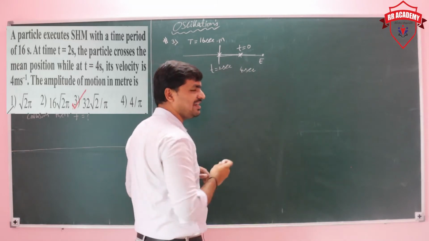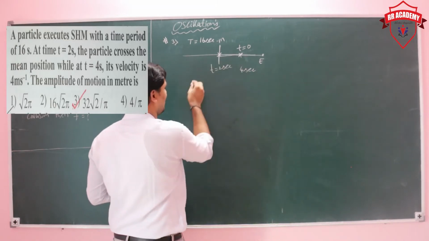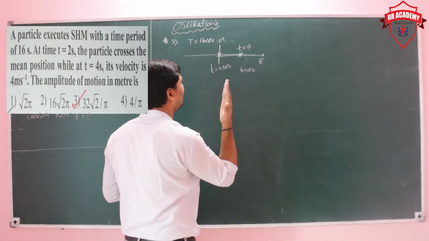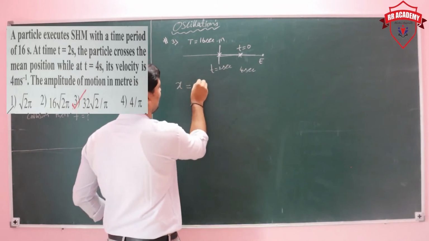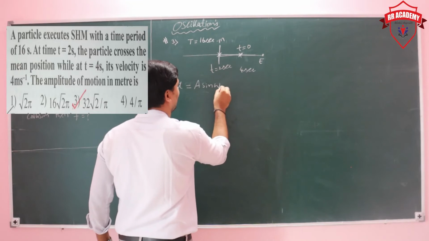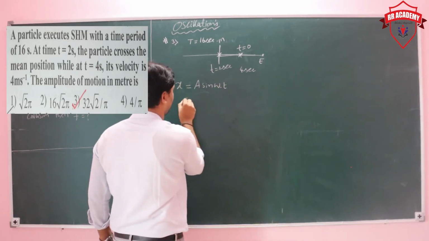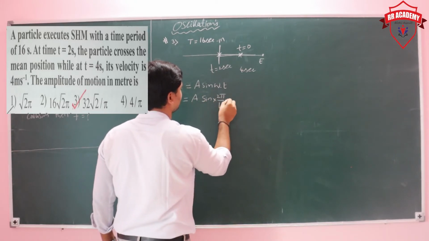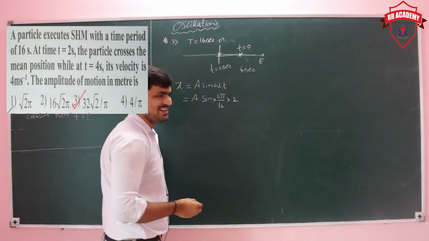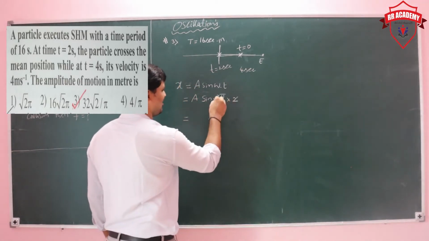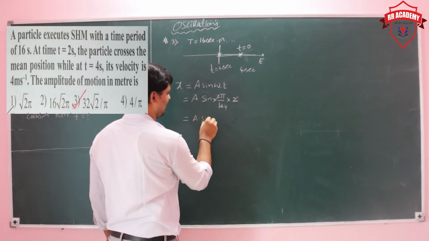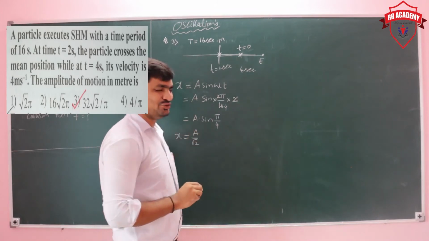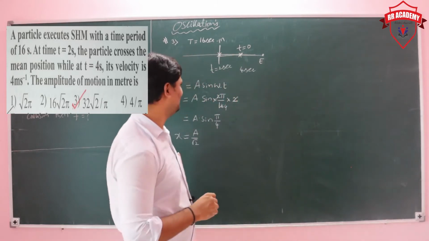2 seconds means half of this time. How much displacement is traveled? Simply a by root 2? No sir, how can we calculate? Think. x is equal to a sine omega t, with omega 2 pi by 16 and t value 2 seconds. So that means sine pi by 4. Sine pi by 4 gives displacement a by root 2.